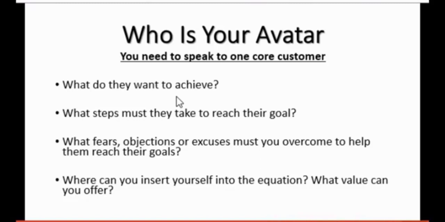And then you need to figure out how you can insert yourself into the equation. What value can you offer these people that gets them closer to what they want to achieve? How can you give them value that helps them identify the steps they need to take, and then also helps them overcome their fears and objections and excuses? How can you actually do that? That's going to be through your content, through social media and everything like that, which we're going to get to a little bit later. But this is a vital step that a lot of people just miss out.